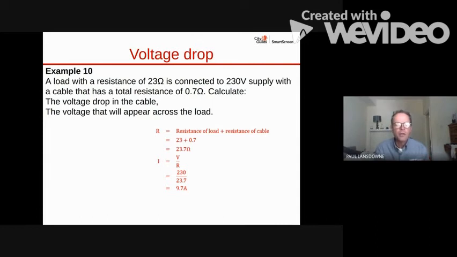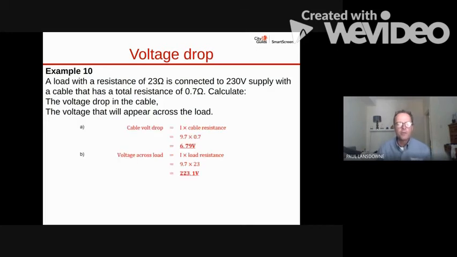So now we've got to calculate the volt drop. What we have to do first of all is add the resistance of the load to the resistance of the cable. So 23 plus 0.7, and we end up with 23.7 ohms. Using Ohm's law, we work out 230 divided by 23.7, and that gives us 9.7 amps flowing. So we've got the current that is flowing through our circuit, and we know this is in series.